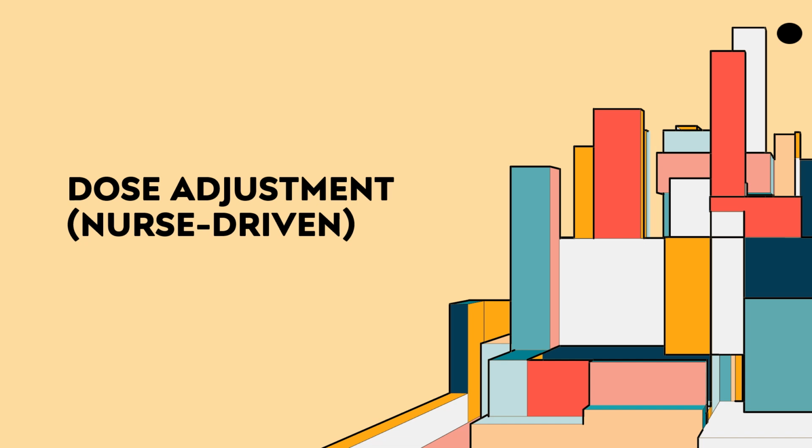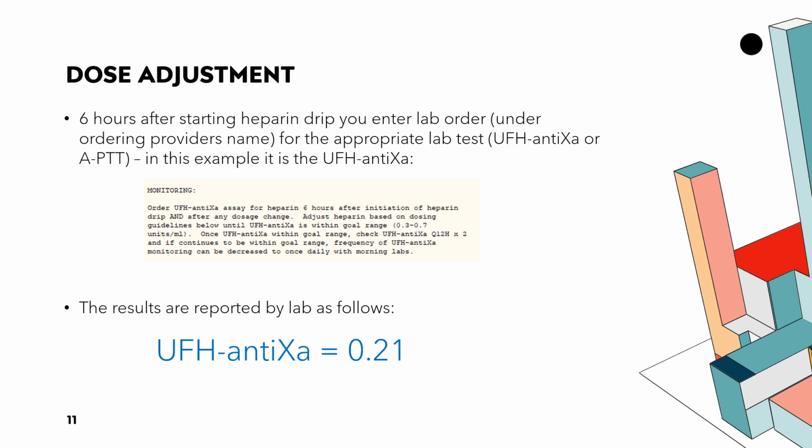Now, what about dose adjustments? We know that heparin protocols in virtually all hospitals are nurse-driven, and accurately so, as nurses do a wonderful job of monitoring heparin drips and adjusting doses based on protocols. So in this patient, let's say that 6 hours after starting the heparin drip, you enter the appropriate lab order under the ordering provider's name. In this case, we are using the UFH anti-10A, but it might be the APTT as well.